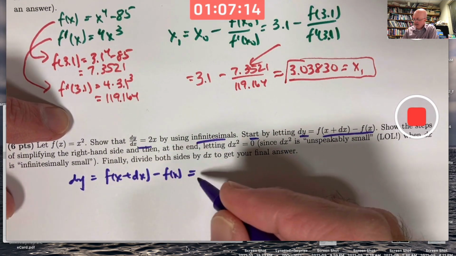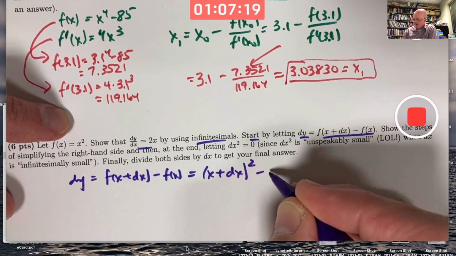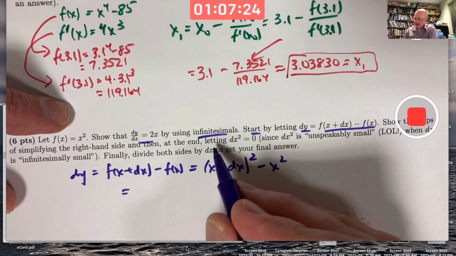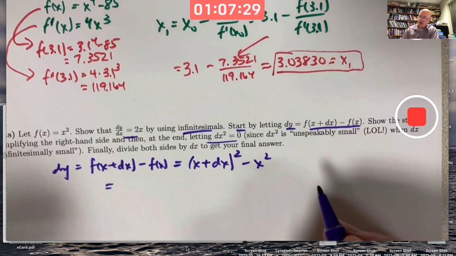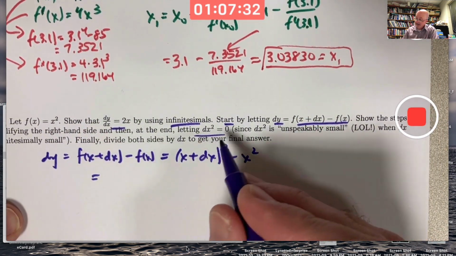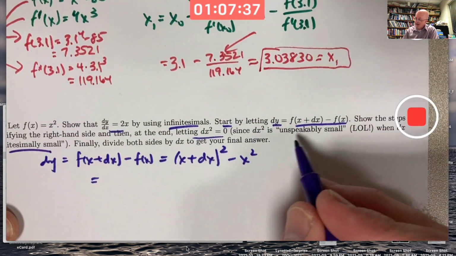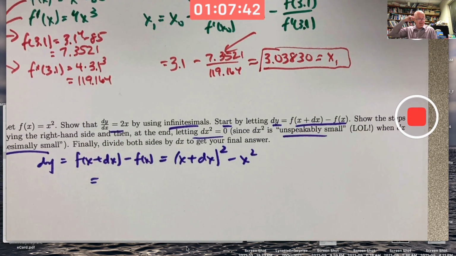The function's x squared, so I need to take x plus dx squared minus f of x, which is x squared. Simplify. And the instructions say to let dx squared, when I ultimately simplify it, equal 0, because this is a joke. If dx is infinitesimally small, if I square it, I call it unspeakably small. Okay? 10 to the negative 100 squared is 10 to the negative 200. Okay, but 10 to the negative 100 is actually huge compared to an infinitesimal number.